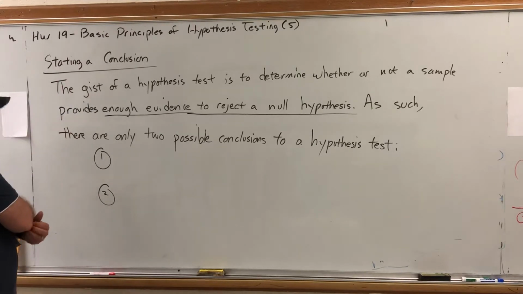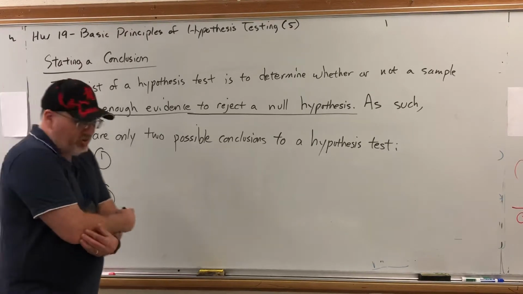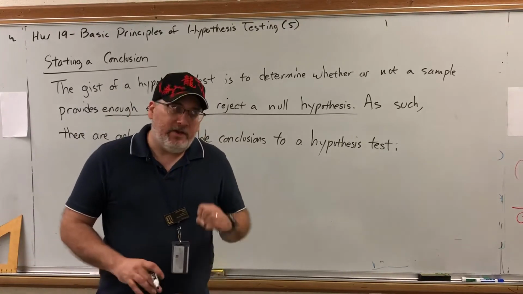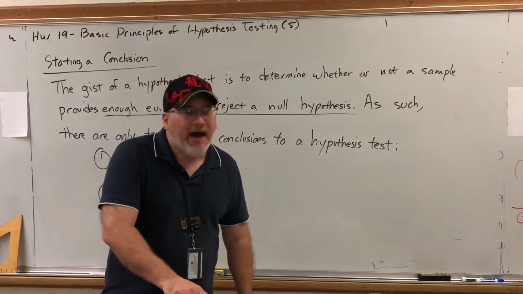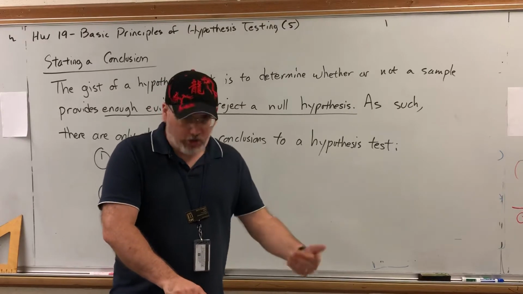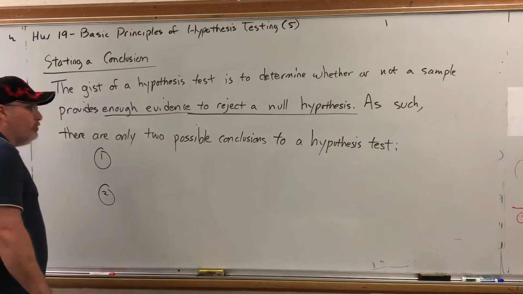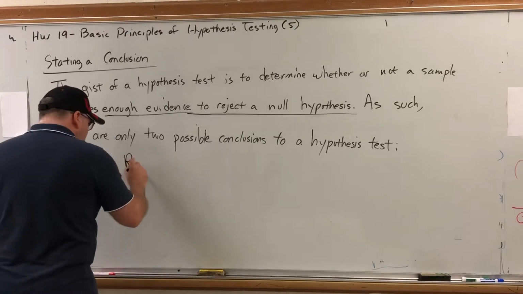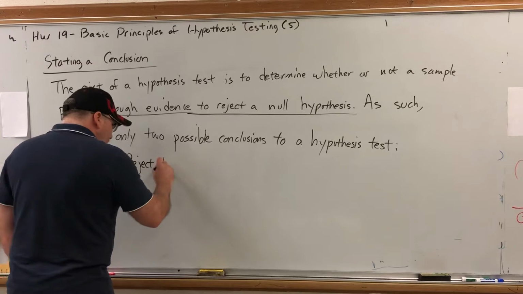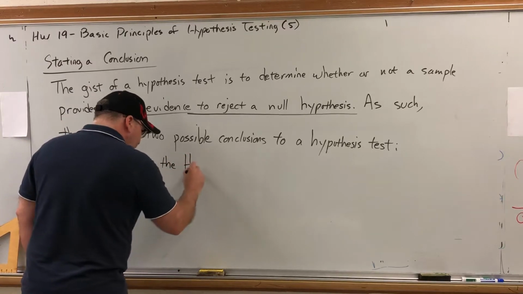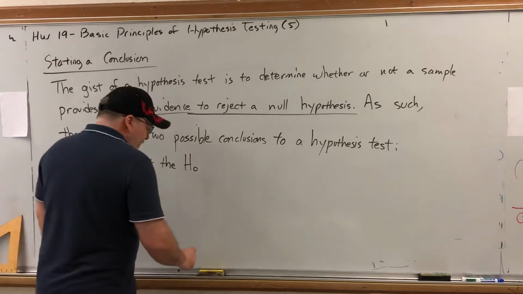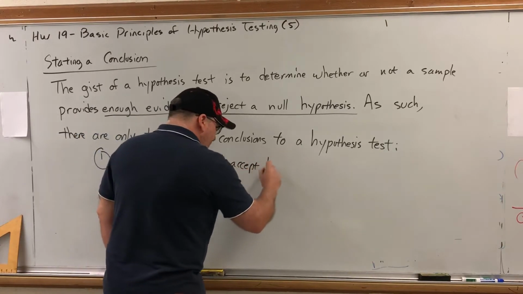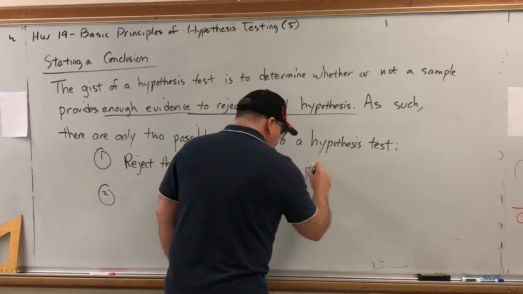As such, there's only two possible conclusions to a hypothesis test. I know we haven't gotten to the formal details yet, but the second to last step in any hypothesis test will be state your conclusion. And when you state your conclusion, you will say one of two things only. Conclusion number one, reject the null hypothesis and accept the alternative in its place.